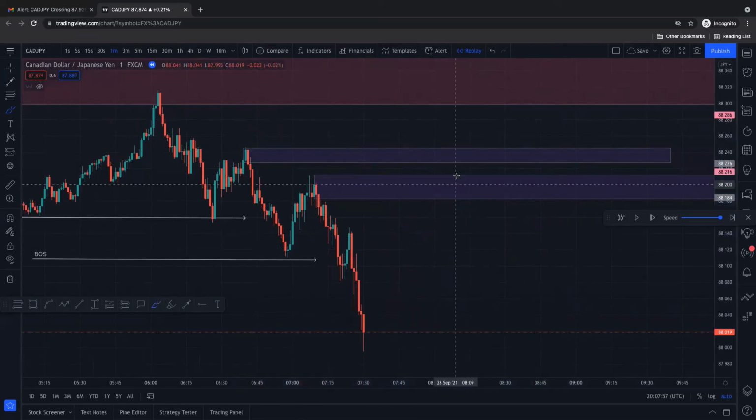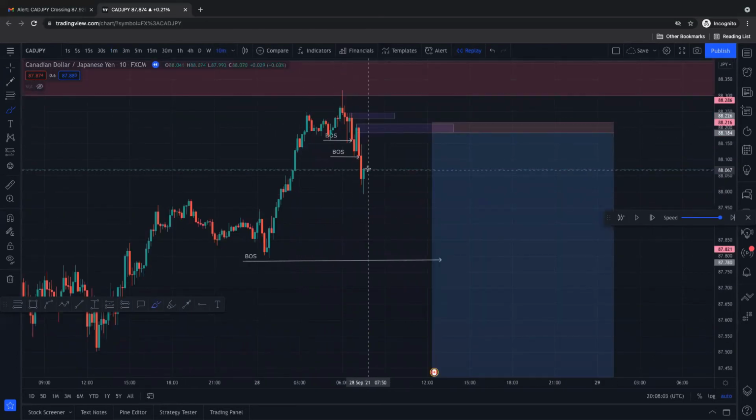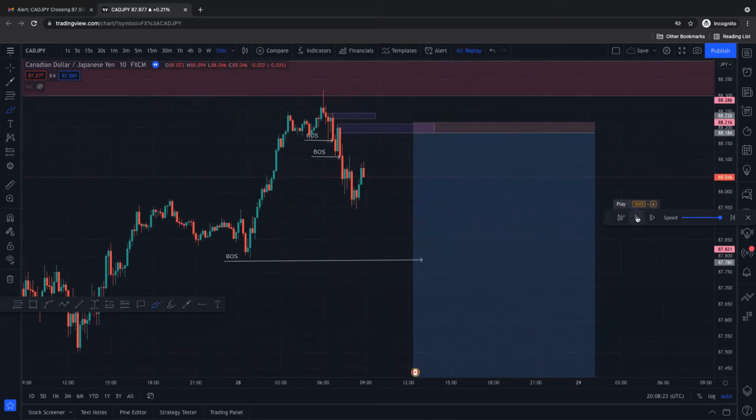So what I did was, let's go back to the 10 minute. You don't need to come to the 1 minute. So I refined it, and I took an entry, putting limit orders on both. One is here with the stop loss here, another is here, and that. Okay, and then let's move forward.